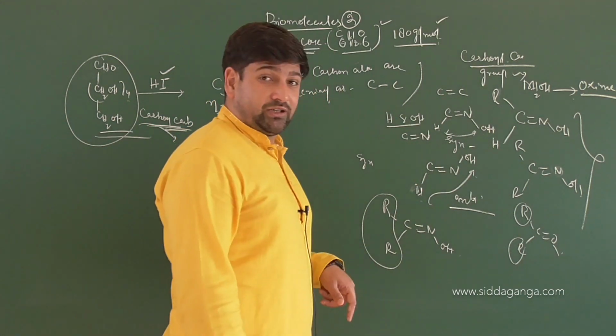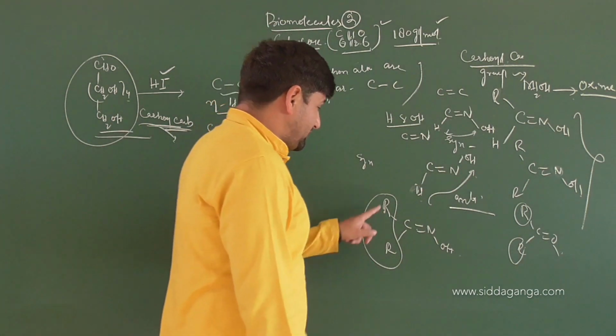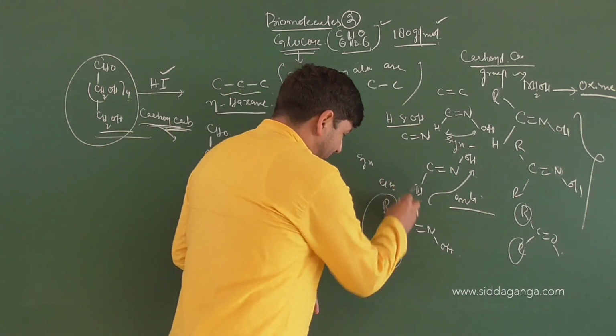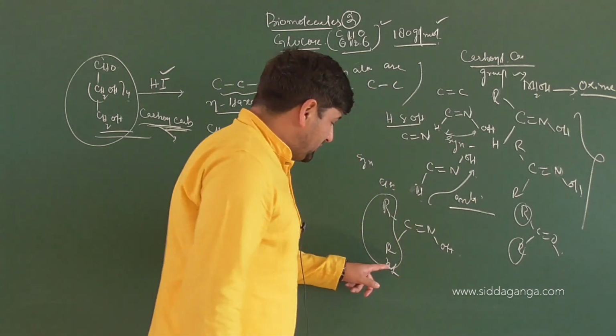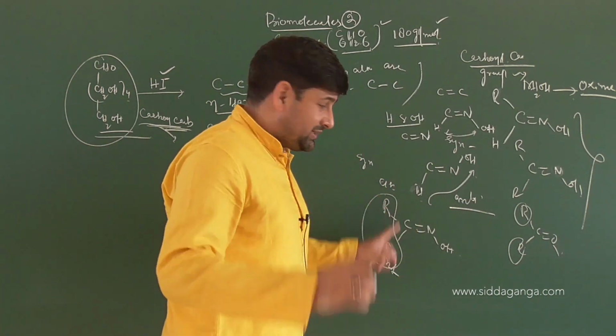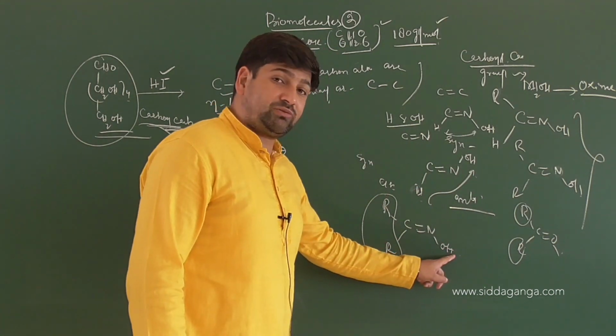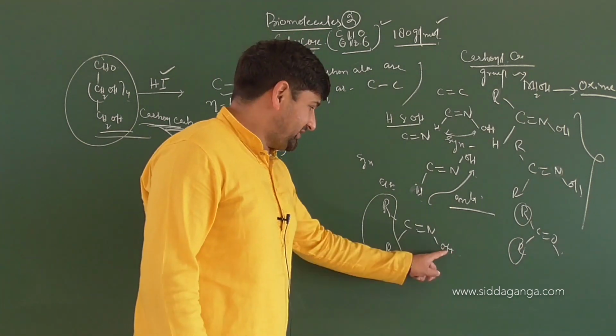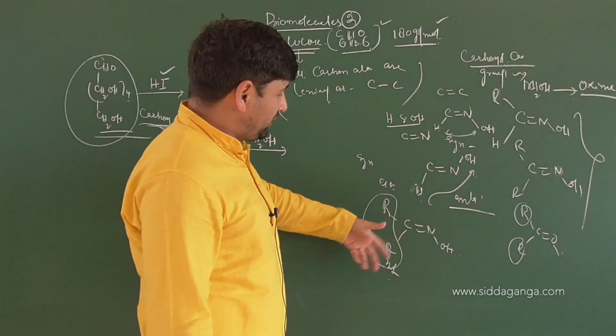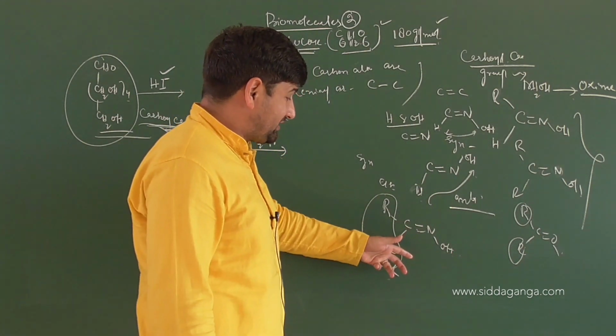If it's a mixed ketone, meaning if this R group is, suppose, ethyl, and this R group is methyl, then with respect to methyl and ethyl, you have to mention whether it is syn or not. It is with which group? Methyl. So with respect to methyl, which one is it? Syn or anti? It is syn. You can't change it by rotating, because rotation around a double bond is not possible.